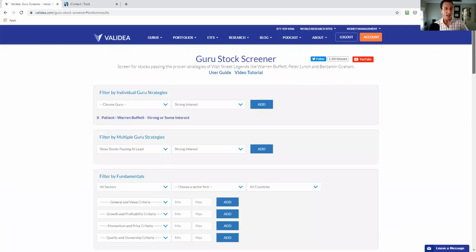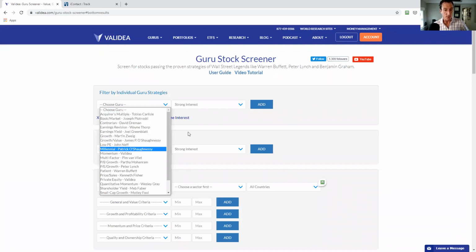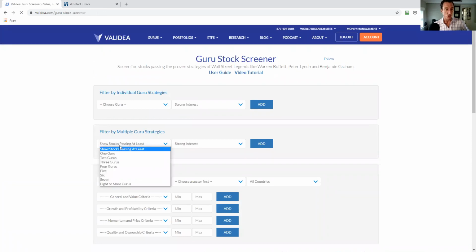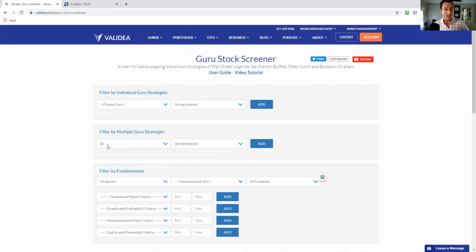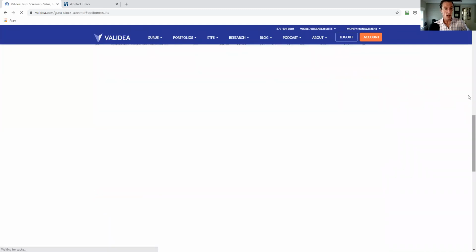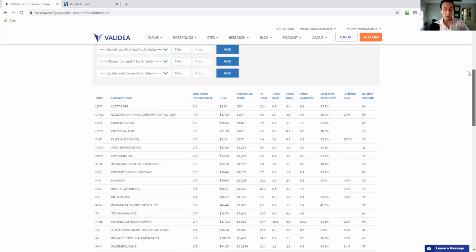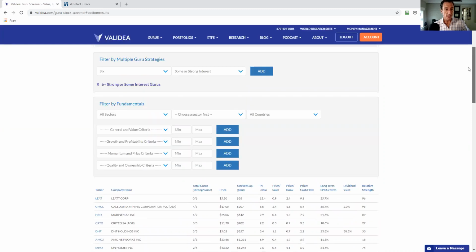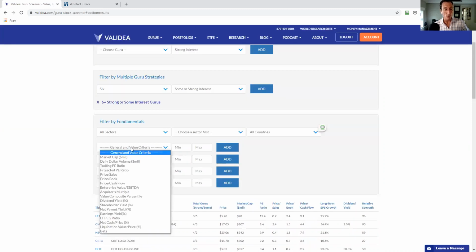You could say, okay, I want to combine the Buffett model with any of these other models. Or if you wanted to say, well, rather than choosing a Guru, because I'm just trying to find stocks that score highly based on the Validea system, I want to see all stocks that pass 6 or more strategies with strong or some interest. So here we have a list of stocks, quite a long list, probably too long to do anything with. But if we then wanted to add in other investment criteria, there's a whole bunch of things we can do.